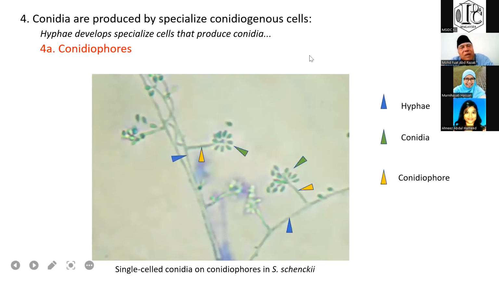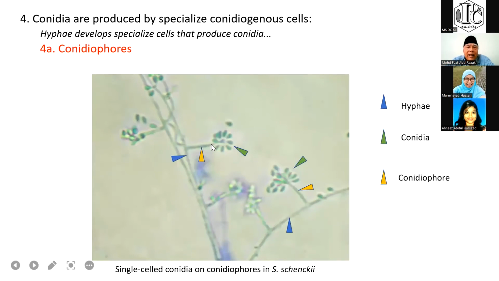Because if you see macroconidia, single cell, or even macroconidia, there must be cells that produce it, okay? Not all conidia, micro, come from hyphae, direct from hyphae. So in many fungus, there are specialized cells that produce the conidia. In this example, Sporothrix schenckii, this is the hyphae, and this hyphae produces a specialized hyphae. We call this conidiophore.